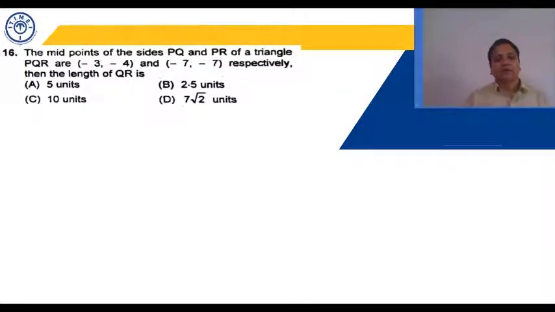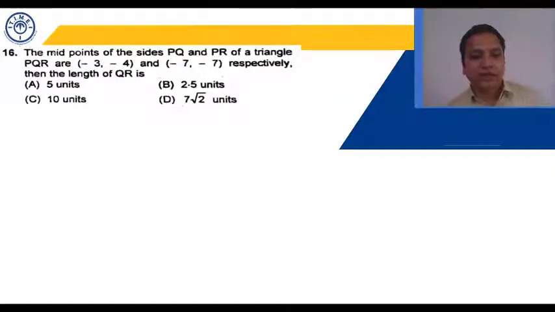Clear. The midpoints of sides PQ and PR of a triangle PQR are (-3, -4) and (-7, -7) respectively. You have to find the length of QR. QR is the length of one side of the triangle.